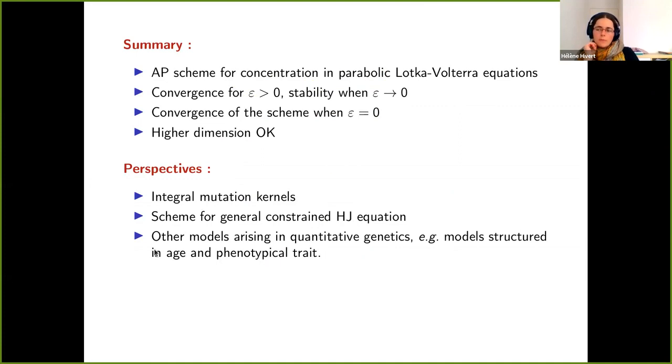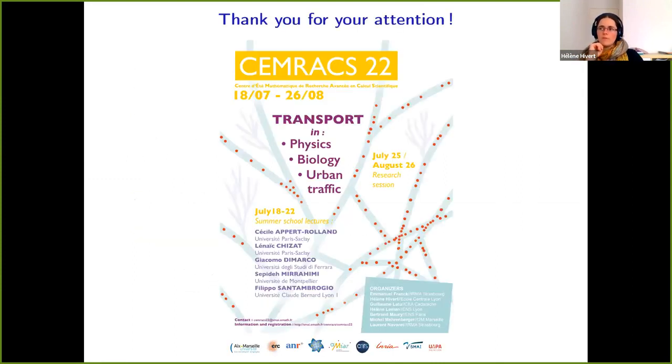And this is a very simple problem for a model arising in quantitative genetics, but it also raises the question of designing schemes for other models with other structures, and in particular structures in age, for which you have a boundary condition at age 0, which is the image of the birth, and the structure is very interesting.